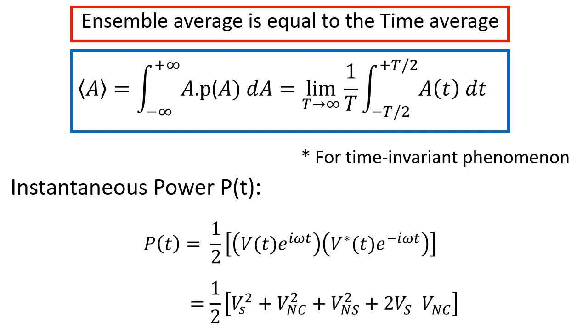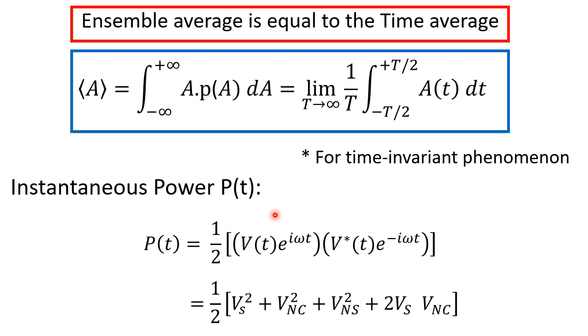And in the limit that t tends to infinity, the averaging which I am showing here on the right, this is 1 over T, integral from minus T by 2 to plus T by 2 of A of t dt, looking at all occurrences of A within this time capital T, and in the limit that T tends to infinity, this is the quantity that I calculate and call the time average. And what I described earlier with the creation of ensembles is this left-hand side quantity, which is the ensemble average. And the statement is that for time invariant phenomena, the averaging over the ensemble is equal to the averaging over time in the limit that T tends to infinity.